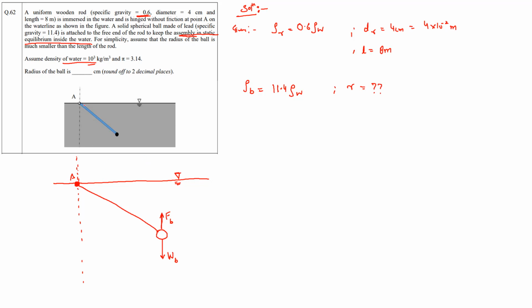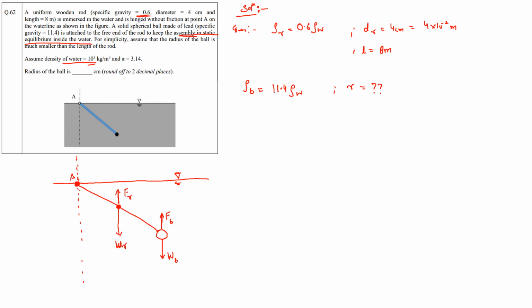Now we can consider this rod as a point mass somewhere in the middle. At the centroid of this rod, you will have the weight of the rod acting downwards again. So this will be W of rod. There will also be a buoyant force which the rod experiences. Let's call this Fr. So these are the four forces acting on this whole assembly.